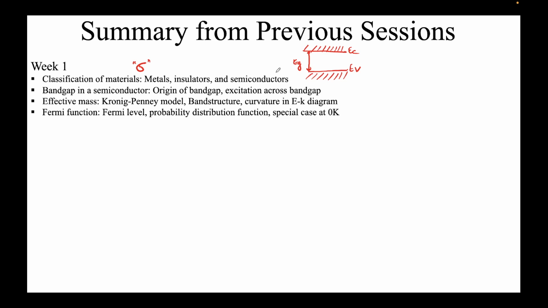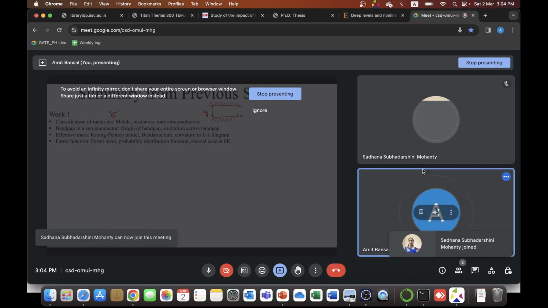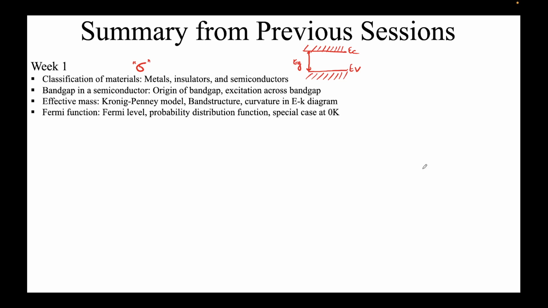And the reason for the origin of this band gap, we saw, was that when a large number of atoms of, let's say, a semiconductor material like silicon, are brought together and are in close proximity, their orbitals tend to overlap and they start forming bands. A band is essentially a continuum of energy states, and that's what we had seen in the first session.